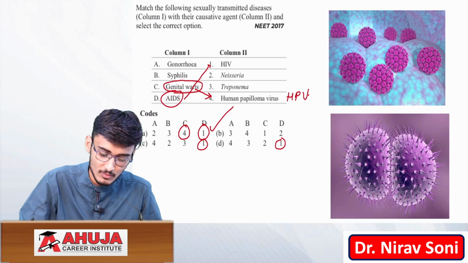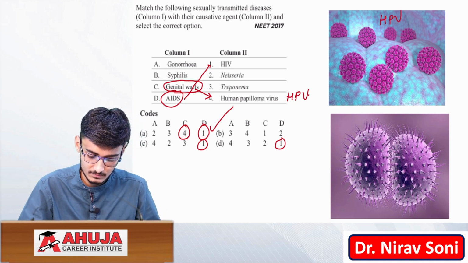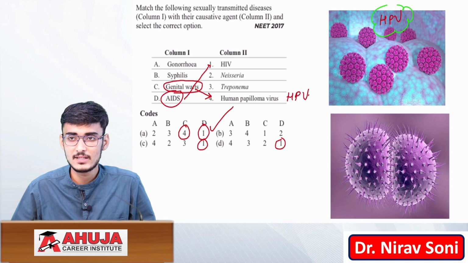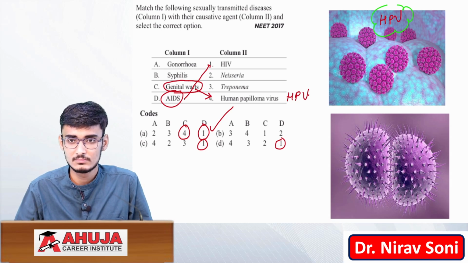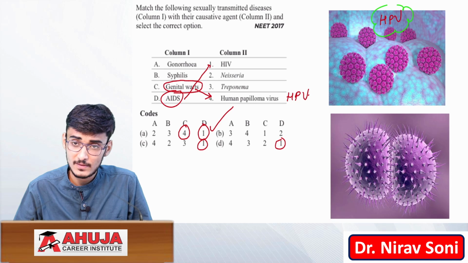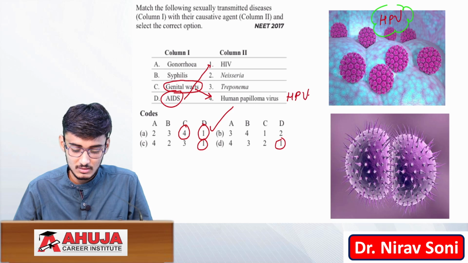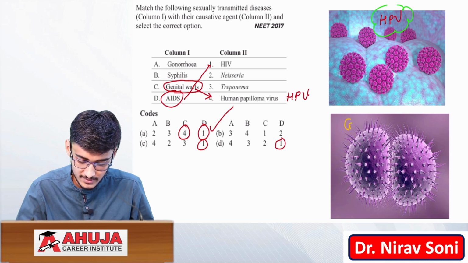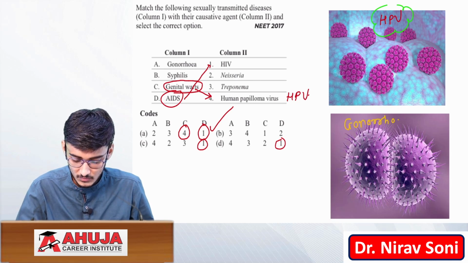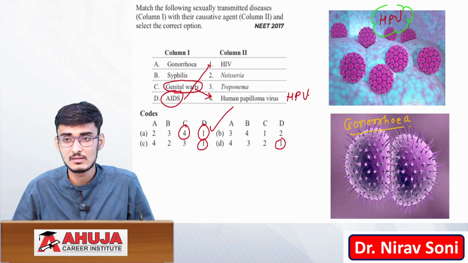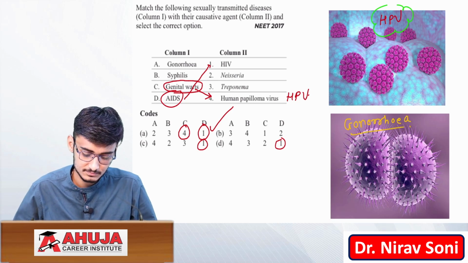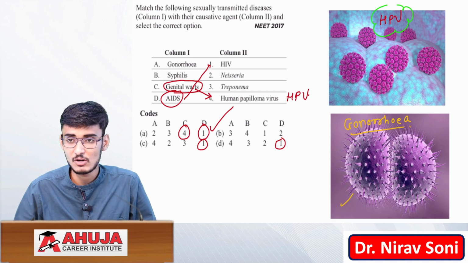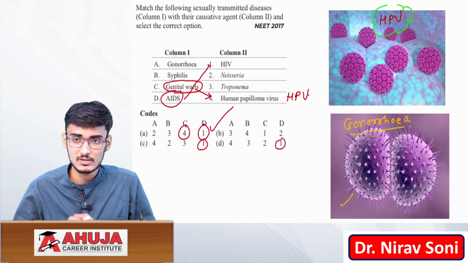This is the structure of human papilloma virus. It causes genital warts, cauliflower-like structures in the genital parts, external part as well as internal part. This is the structure of gonorrhea. Gonorrhea is caused by the bacteria Neisseria gonorrhoeae. This is the structure of Neisseria gonorrhoeae bacteria. You can see on your screen.